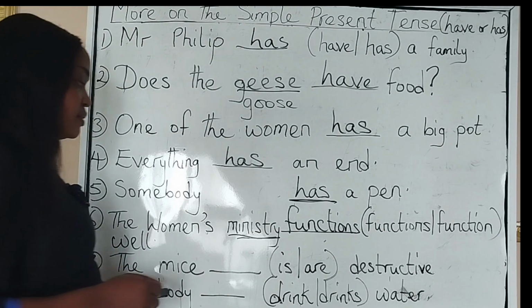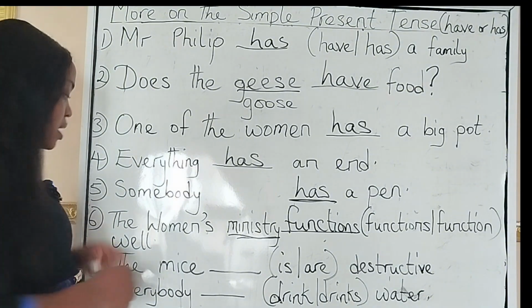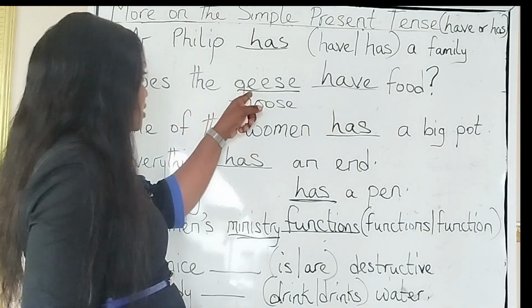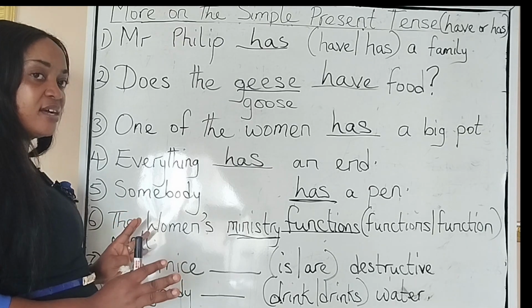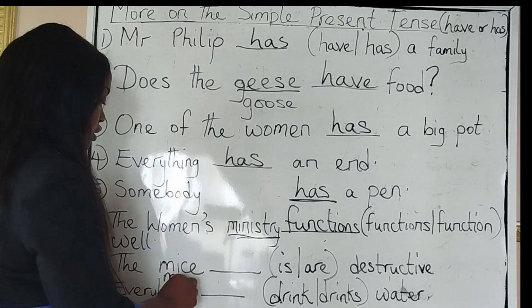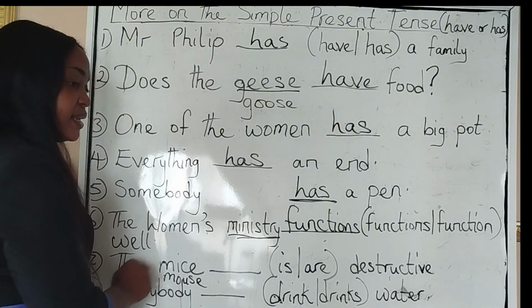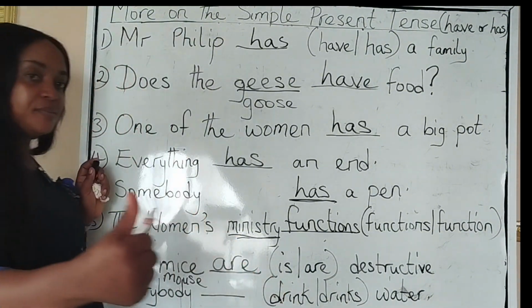Now we go to number 7. The mice is destructive, are destructive. What do you think we should say? Mice and geese are the same. They are plural. They are not singular. So the singular form of mice is mouse. Therefore, we say the mice are destructive.